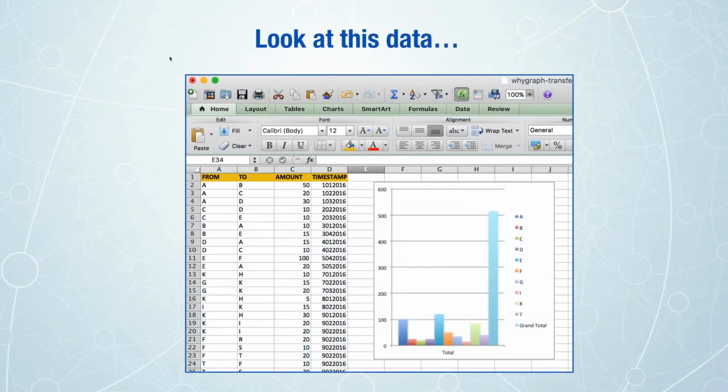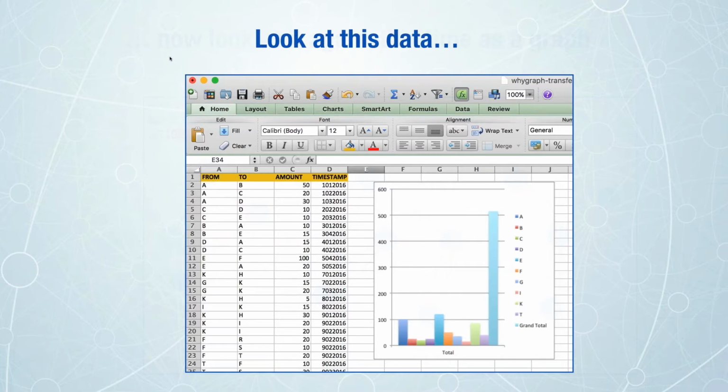So let's look at this small data set. It's an Excel spreadsheet that I'm sure we all have worked with at some point in our lives. And this one in particular is probably representing something like money transfers between individuals. So we have a four-column data set where we have individuals in the from and to columns, an amount and a timestamp. So that probably represents the fact that A is sending money to B, C to D, etc.